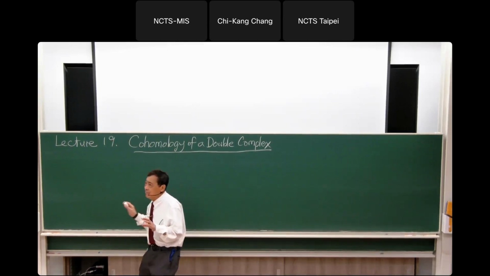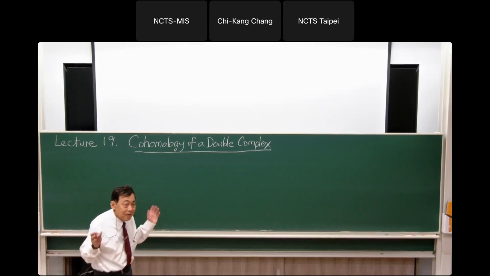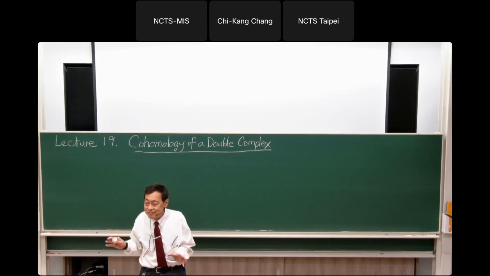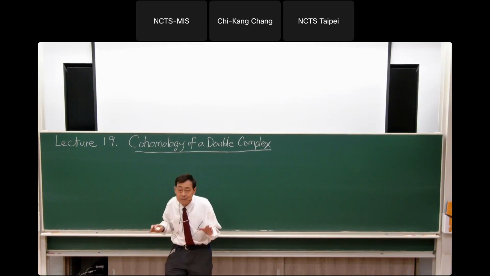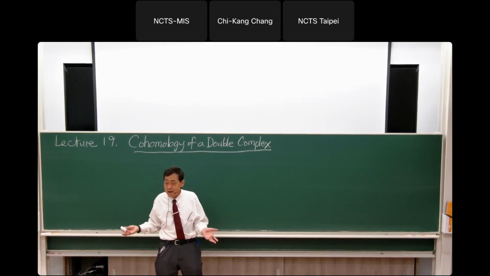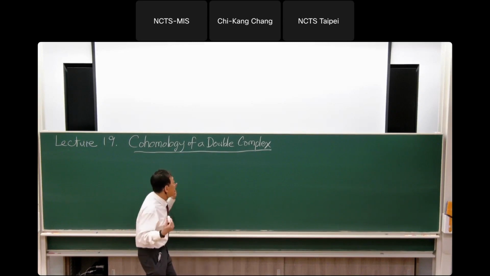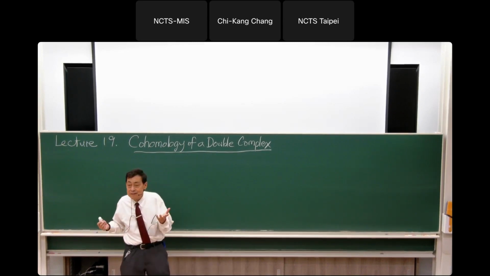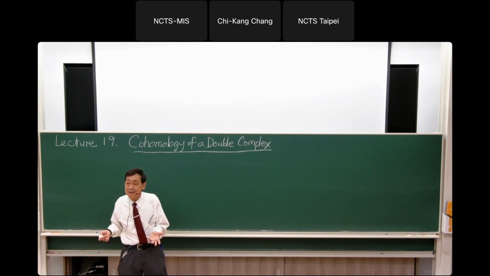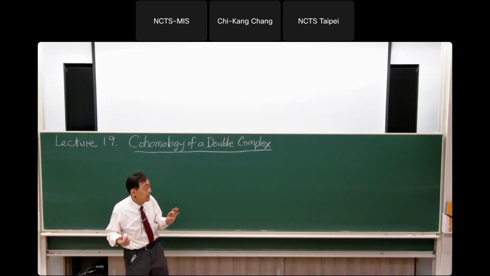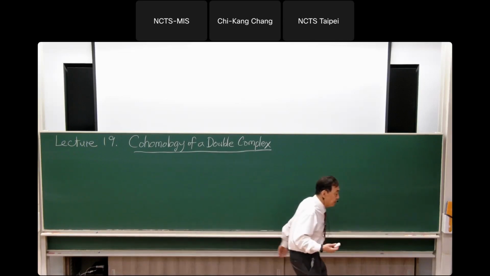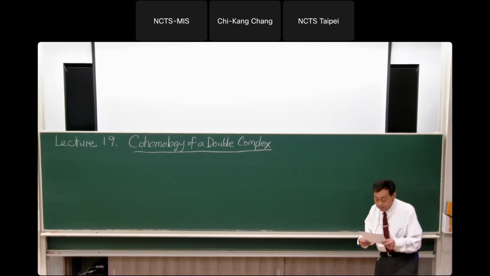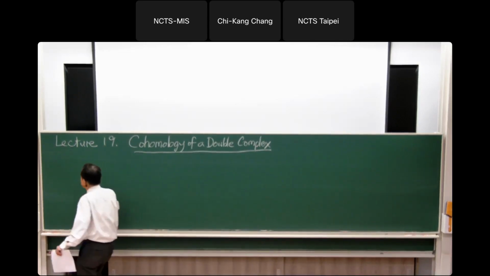Today, I want to forget about the de Rham cohomology and Čech cohomology and just concentrate on the cohomology of a double complex. It's an algebraic object, and its cohomology is not always easy to compute directly. So we want to see if there are some methods that can allow us to compute the cohomology of a double complex more easily. So let's start with a double complex.